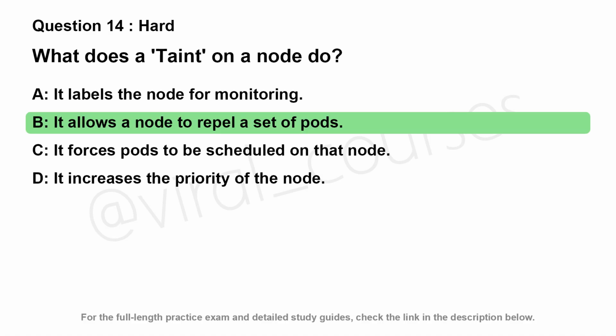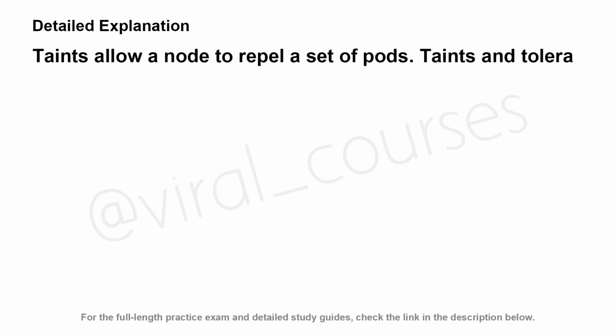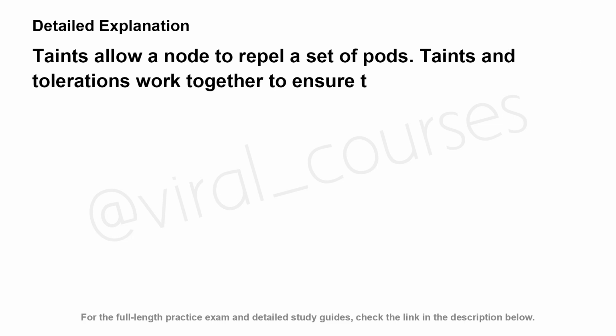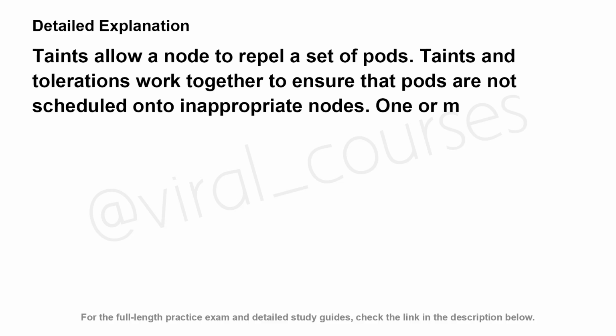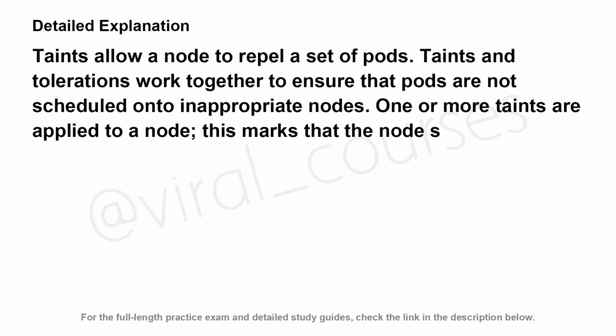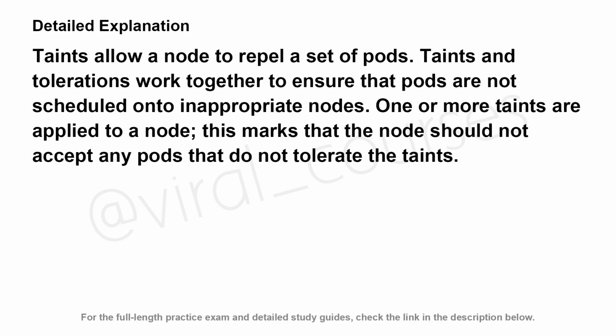The correct answer is B. Taints allow a node to repel a set of pods. Taints and tolerations work together to ensure that pods are not scheduled onto inappropriate nodes. One or more taints are applied to a node. This marks that the node should not accept any pods that do not tolerate the taints.